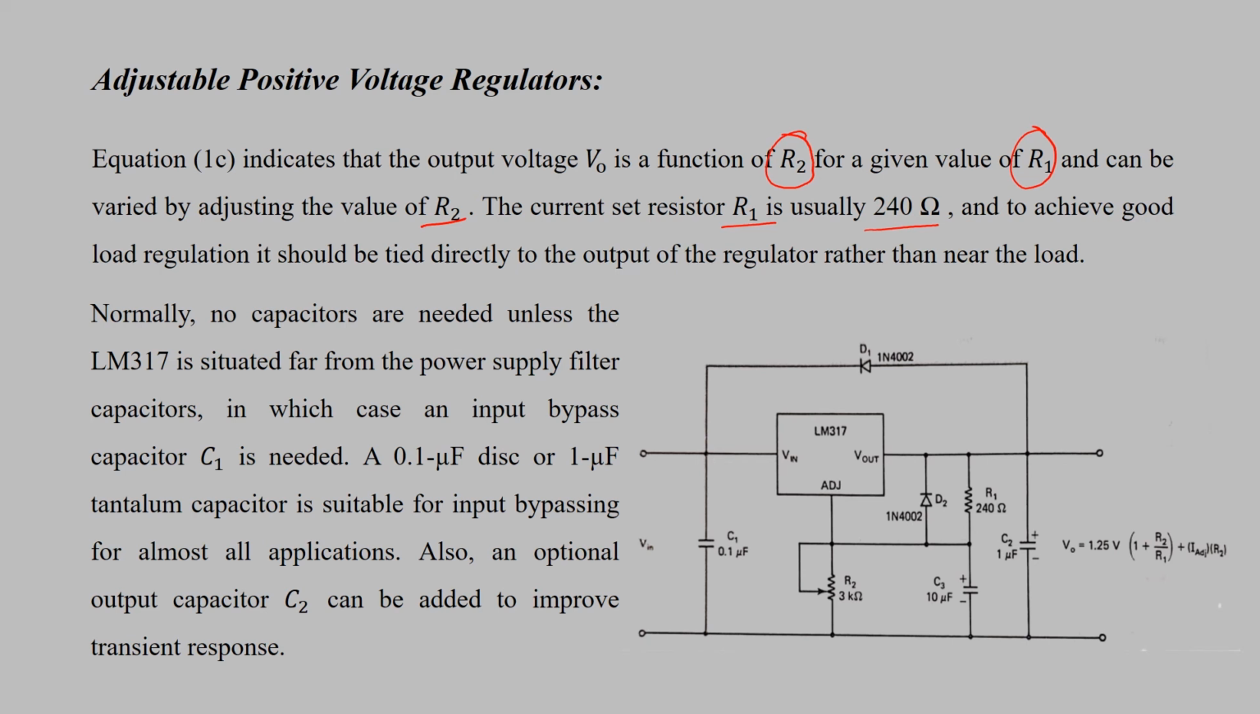Normally, no capacitors are needed unless LM317 is situated far from the power supply filter capacitors. In which case an input bypass capacitor C1 is needed; a 0.1 microfarad disc or tantalum capacitor is suitable for input bypassing for almost all applications. An optional capacitor C2 can be added to improve the transient response.